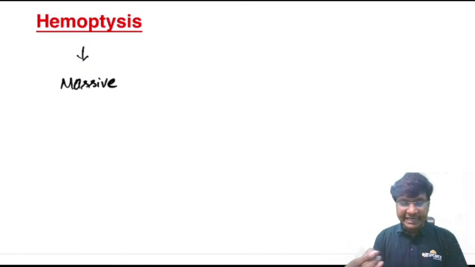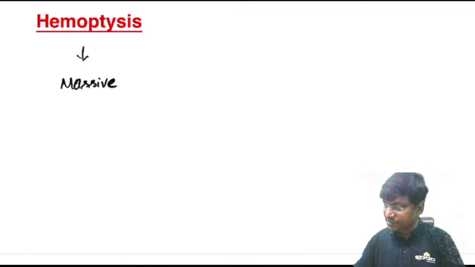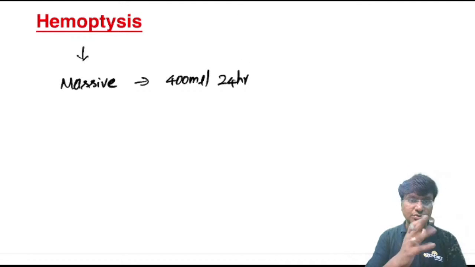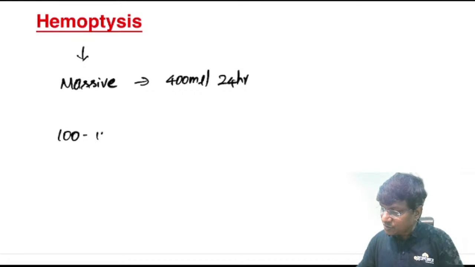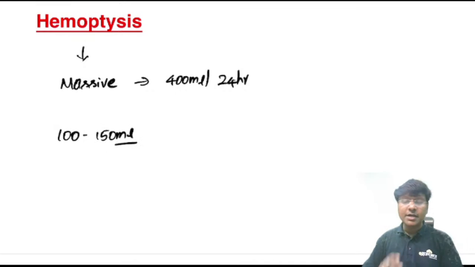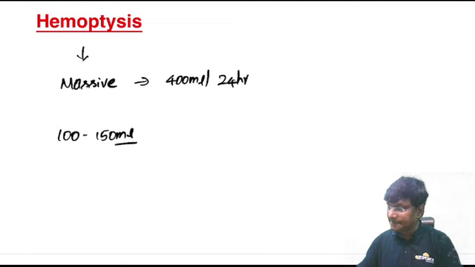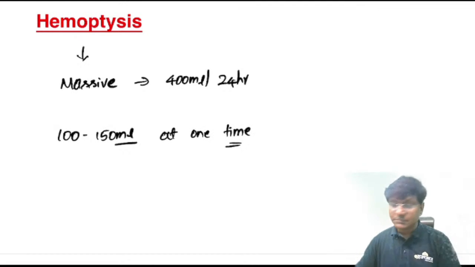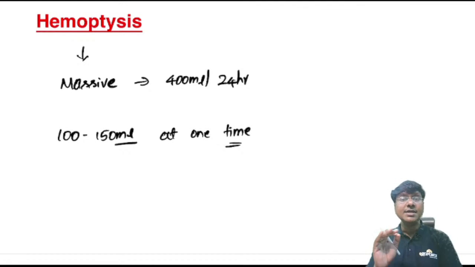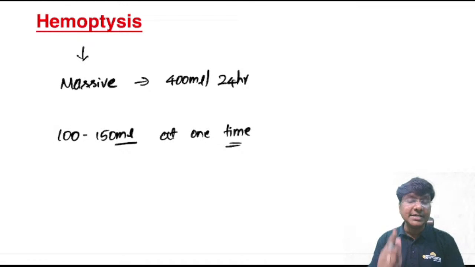When will you call it life-threatening or massive hemoptysis? Within 24 hours, if 400 ml of blood has been coughed out or expectorated, we call it massive hemoptysis. Or if the amount of blood coughed out is around 100 to 150 ml at one time, then also we call it life-threatening hemoptysis.